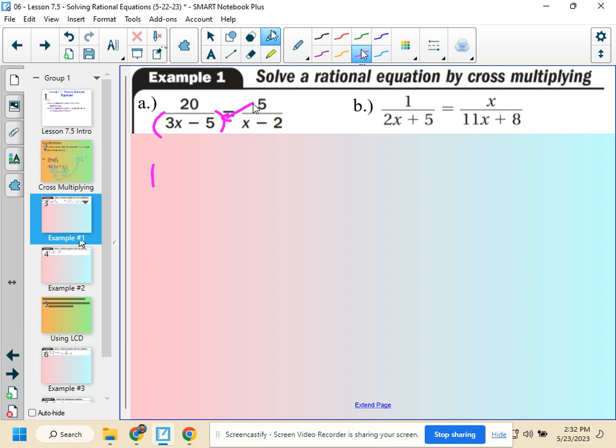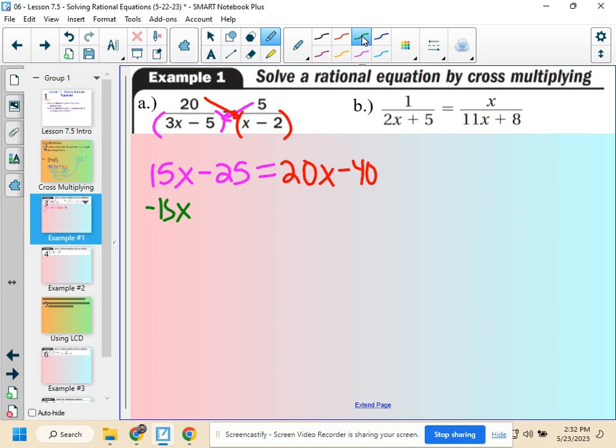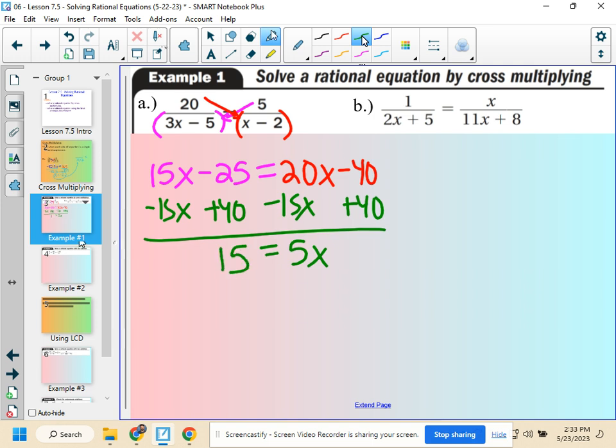So I'm going to end up with 15x minus 25. And that cross product should be equal to, going this way, same concept, 20x minus 40. All right, you're left with something that's very solvable. I'll subtract the 15x and bring it this way to get 5x. And maybe on the same step, I'll add my 40 back over to this side and get 15 and finish up by dividing by 5. X equals 3.